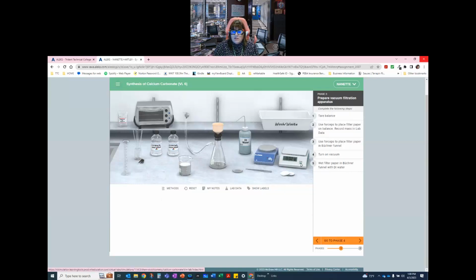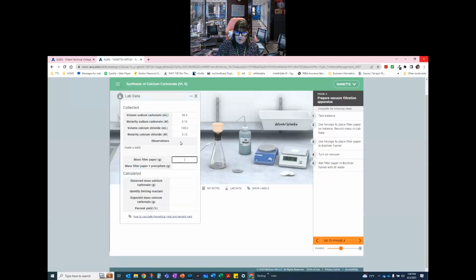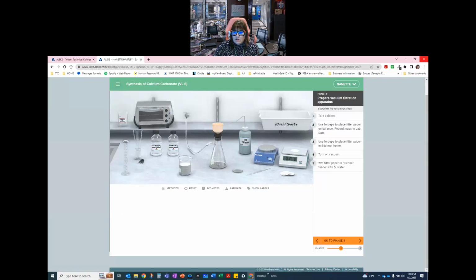So tare our balance. Use the forceps to pick one of those up and put it on there. That's 0.21 grams. 0.21. And then close that up. We pick up our filter paper and put it in there. We need to make sure that we get it wet after we turn it on. So that's what that's for.